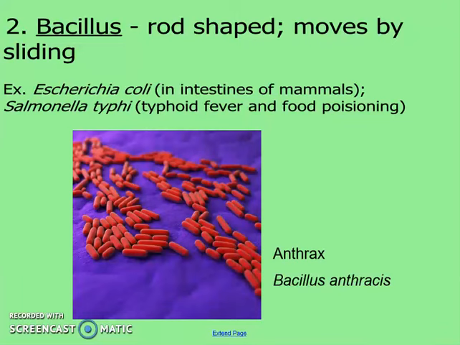The second type of bacteria is Bacillus, and it is rod-shaped, so it moves by sliding. Some examples of Bacillus bacteria would be E. coli, which is in the intestines of mammals, and also the bacteria that causes typhoid fever and food poisoning. And then you can see in the picture there, another type of Bacillus bacteria is anthrax.